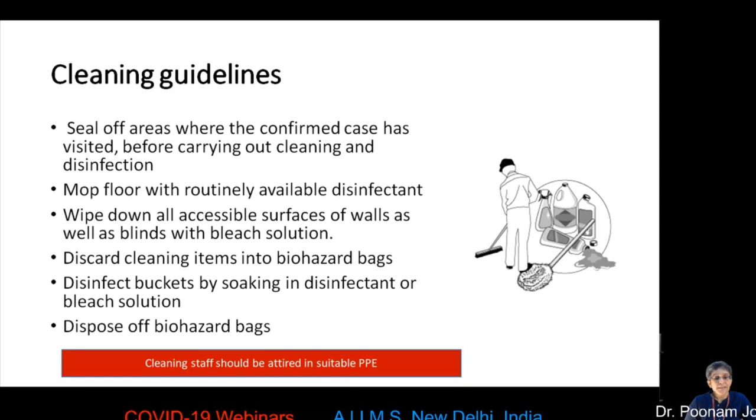Discard cleaning items into biohazard bags. Disinfect buckets. The buckets which were used for the cleaning purpose should be disinfected by soaking in 1% hypochlorite or bleach solution. Dispose of the waste generated as a result of cleaning into biohazard bags. Cleaning staff should be attired in suitable personal protective equipment. This is something very, very essential and mandatory.